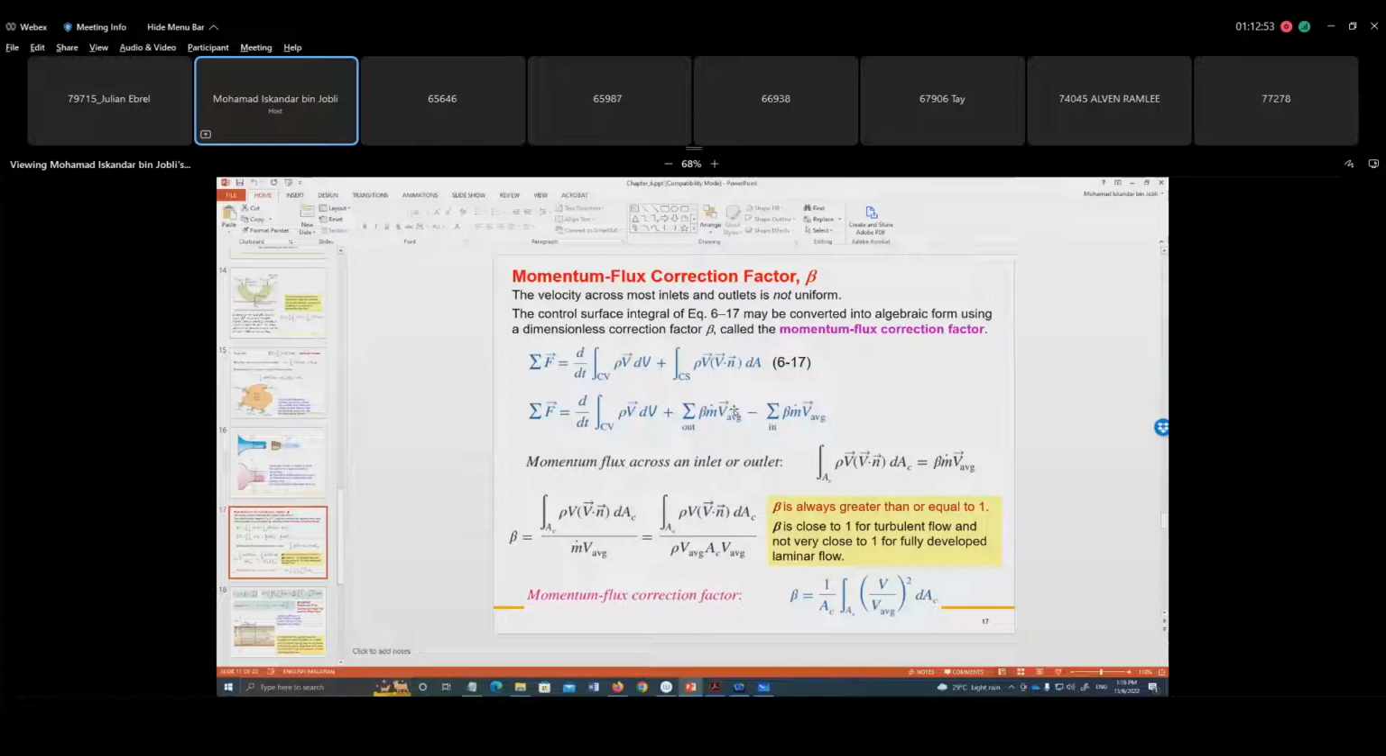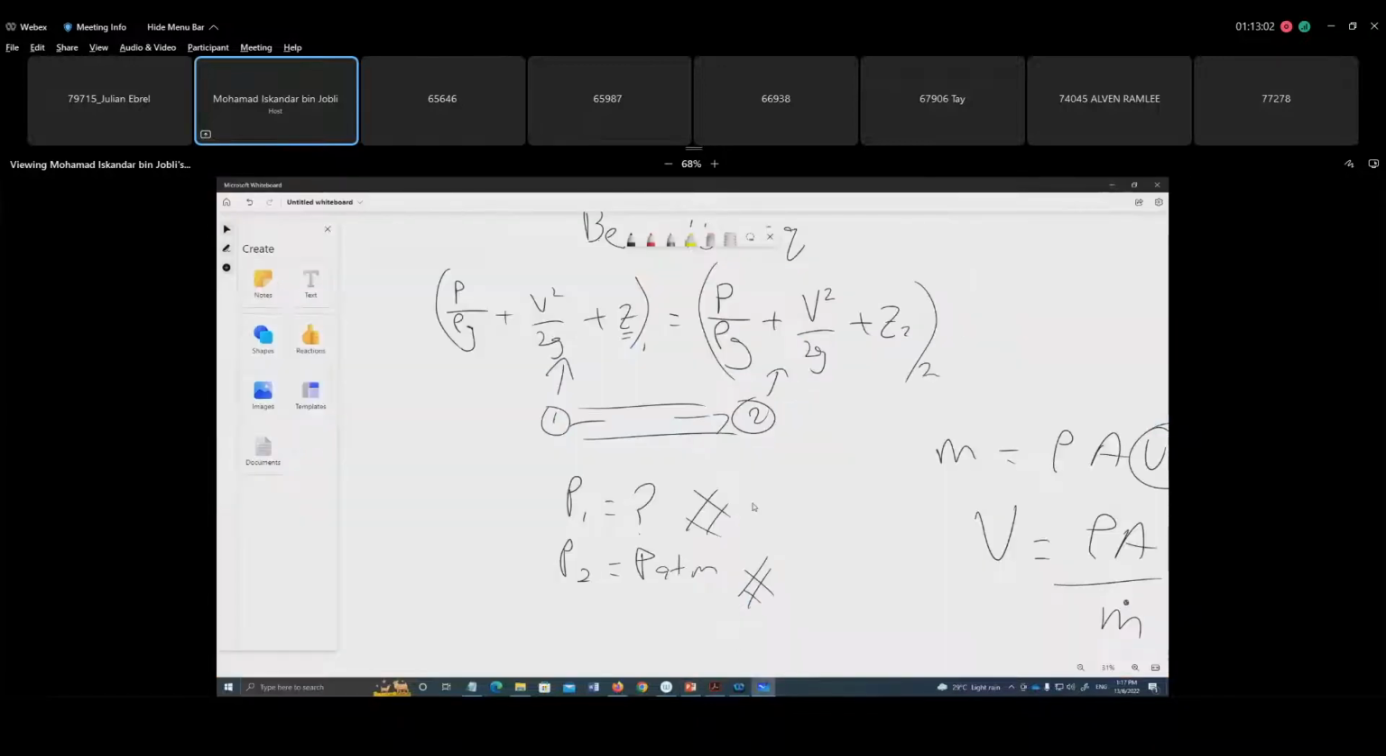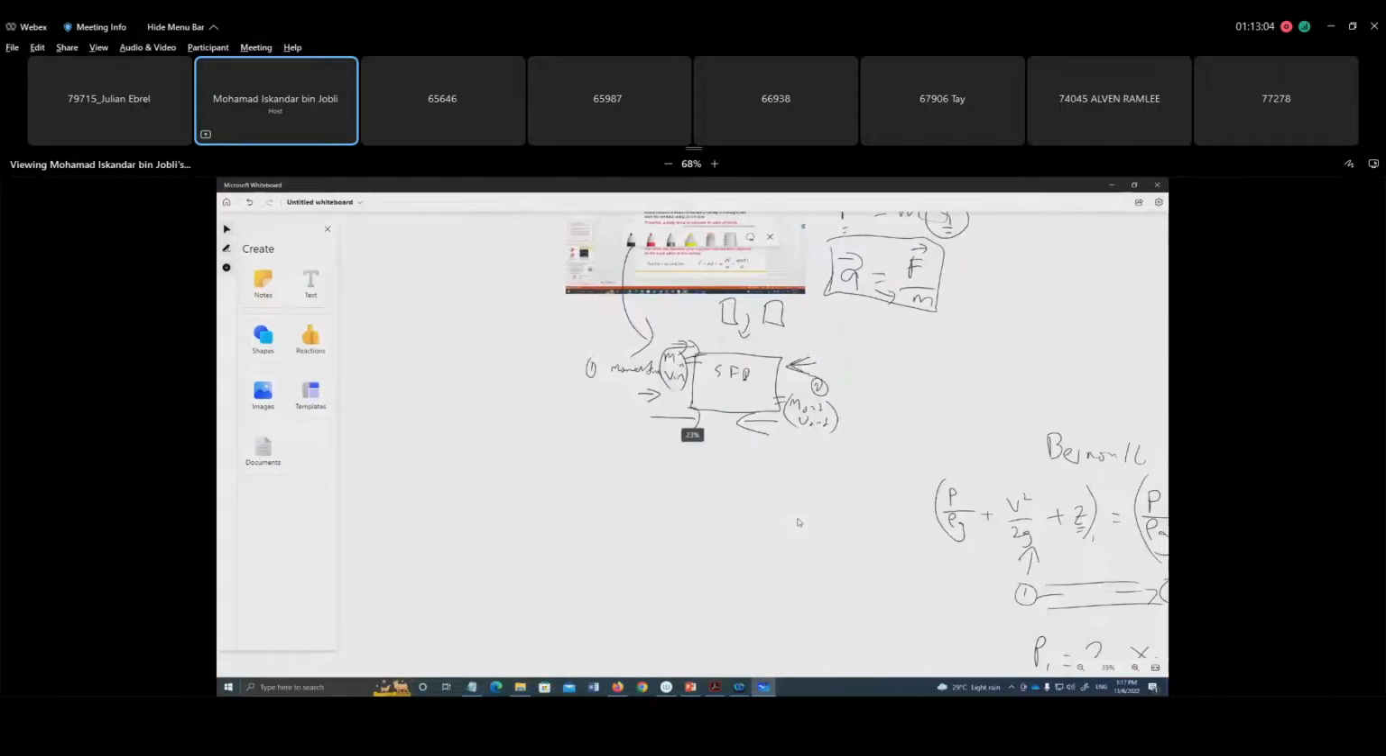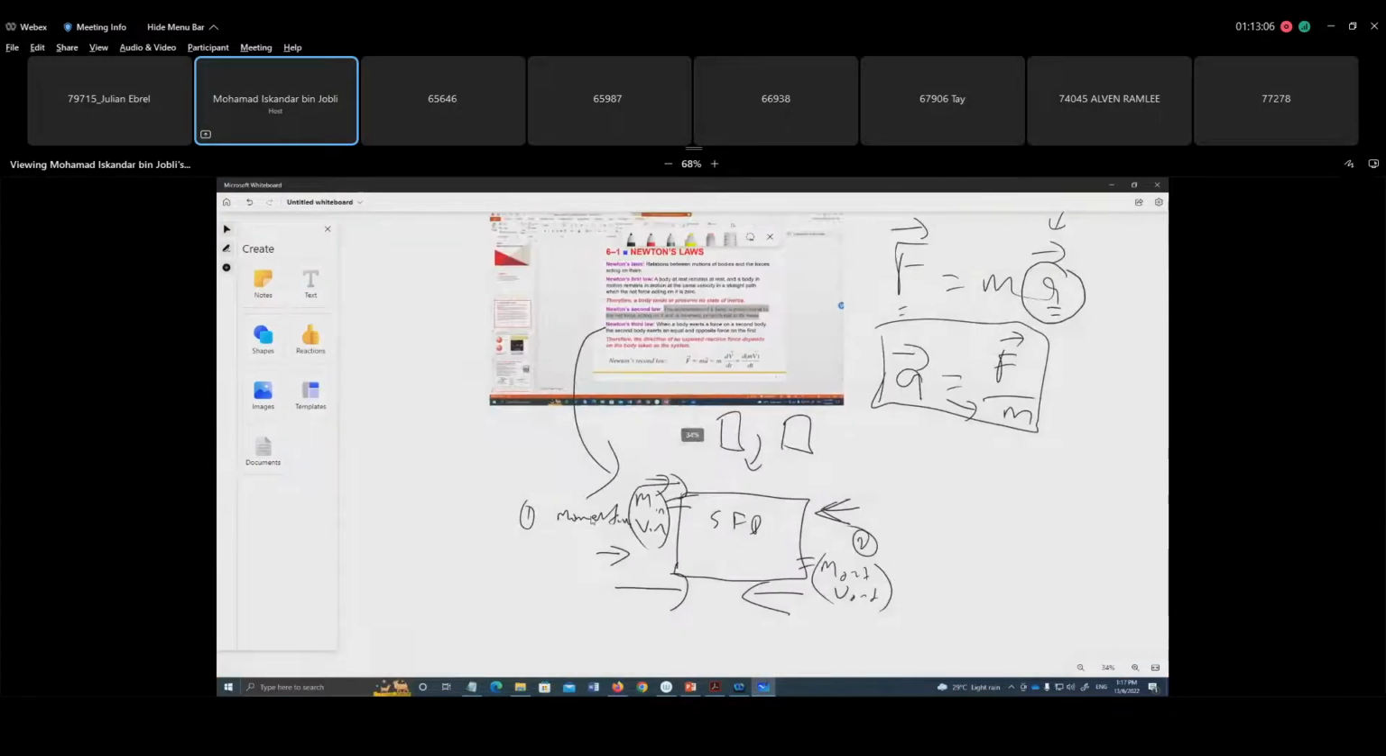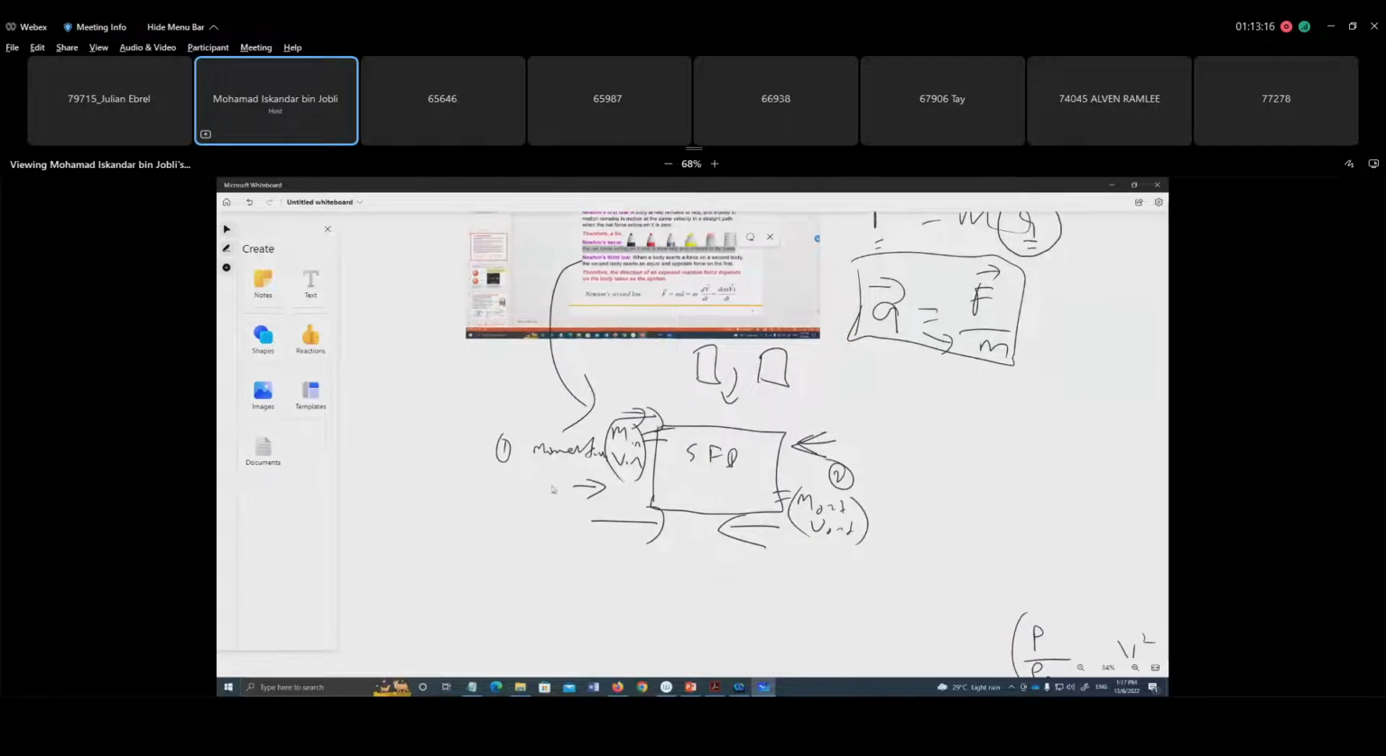And the equation is even simpler for steady flow devices. Why is it simpler for steady flow devices? Because of Newton's third law. Newton's third law says that when a body exerts a force on a second body, the second body exerts an equal and opposite force on the first. Meaning, if you have momentum going this way, you'll have another momentum that is opposite.